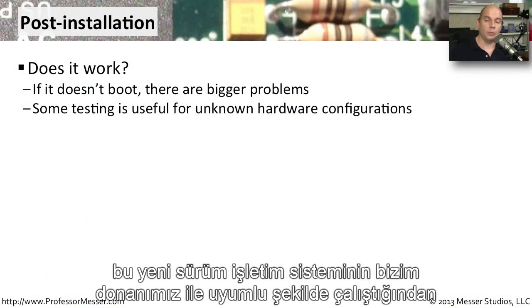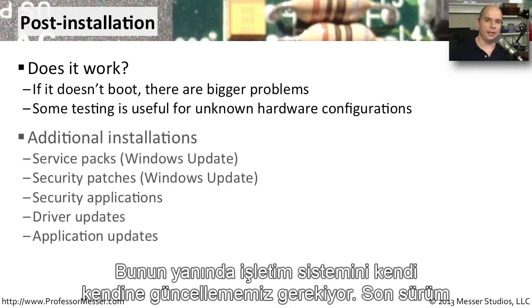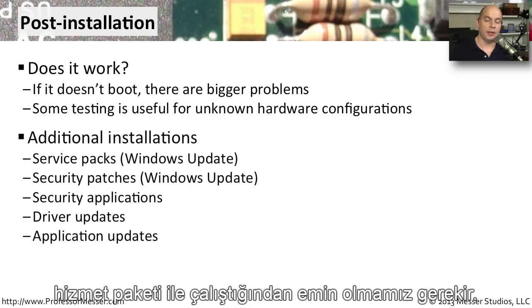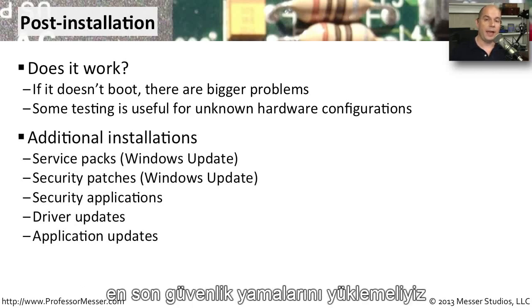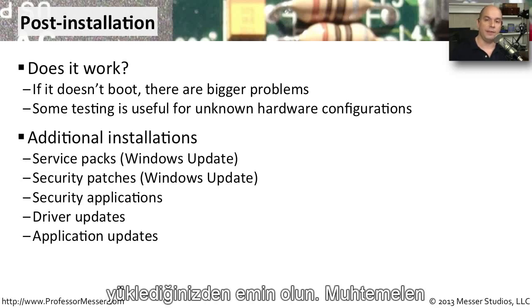Before we start using this computer in production, we need to make sure that this new version of an operating system is going to work properly with our hardware, so some initial testing should certainly be done. We also need to update the operating system itself. We need to make sure that it's running the latest service packs, that we have all of the latest security patches that have been released since that service pack, and then make sure you've installed any security applications like antivirus and anti-malware into the operating system.